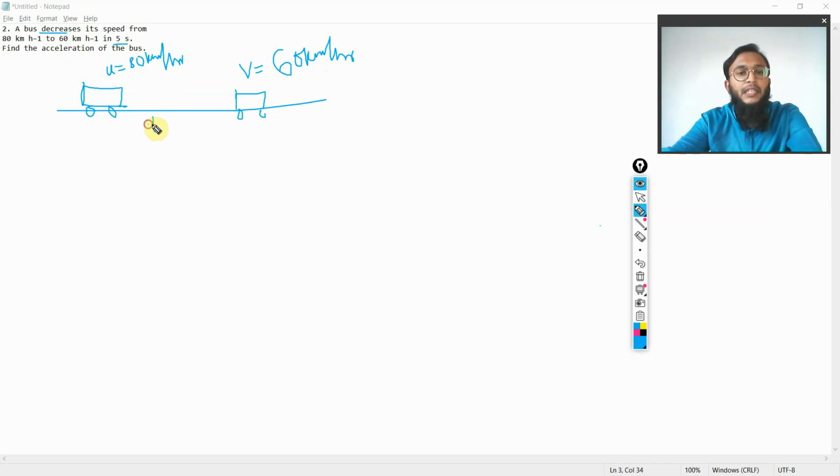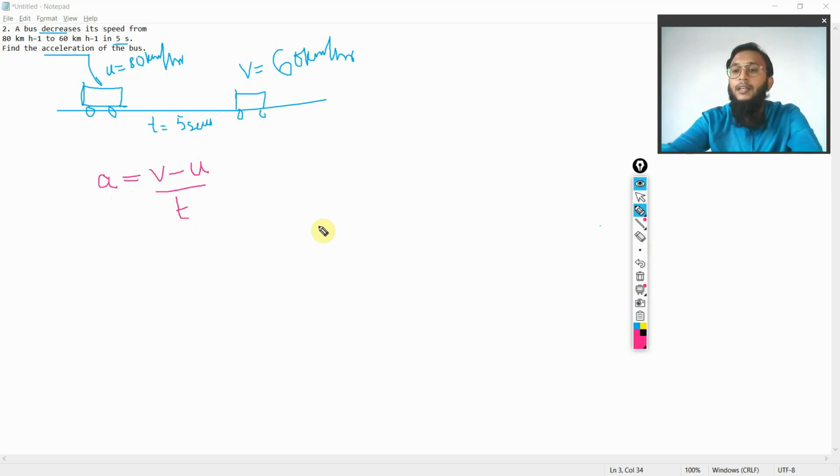So the time needed for the bus to apply the brake and reach from 80 km per hour to 60 km per hour is 5 seconds. Alright, now 5 seconds is the time we got. Now let's have a look. He is asking us to find the acceleration. Alright, acceleration can be found by the formula. Let's write here: a is equal to final velocity minus initial velocity by time.